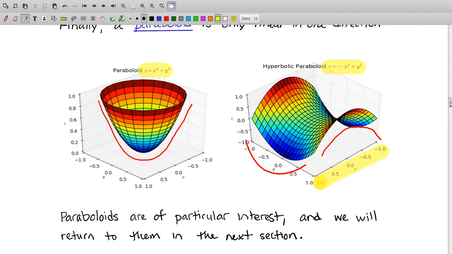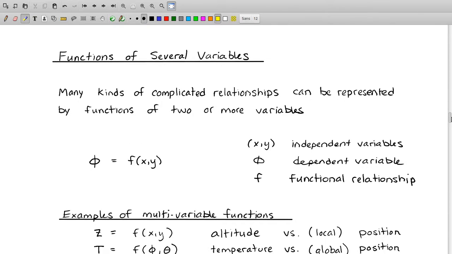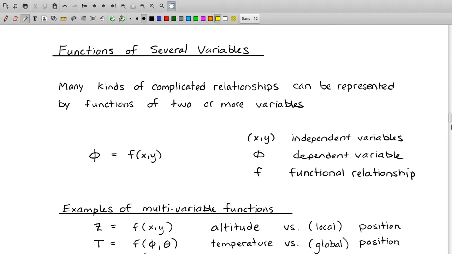Which makes a nice transition to the second half of this lecture, functions of several variables. All right, so that was all about geometry, and ultimately this section will involve a lot of images and geometry as well. We want to take just a moment to step back and think in a little bit more general terms.